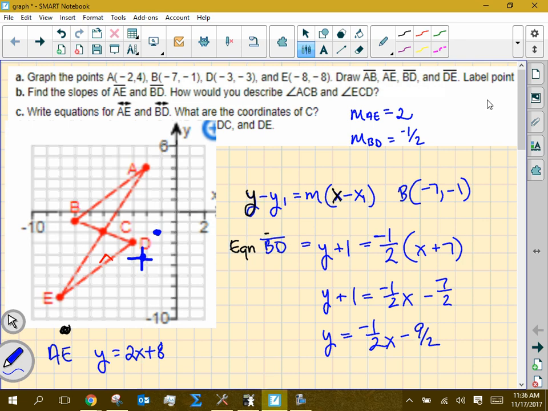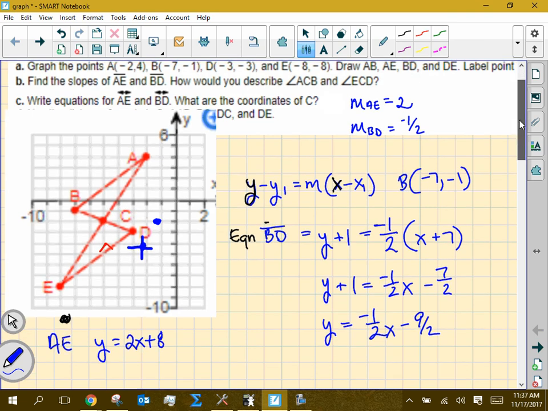So that's how I find equations for those lines. The second part of C says, what are the coordinates of C? Some of you, like I said, are probably going to count, right? And I think on everybody's that would have probably worked. But let's see, if we count, we get 1, 2, 3, 4, 5, -5, -2, right? Let's see if we can reproduce that algebraically.